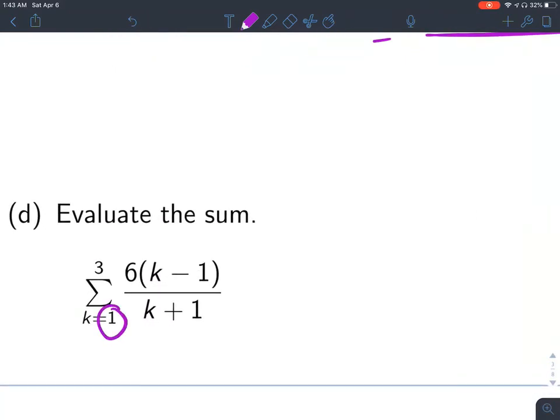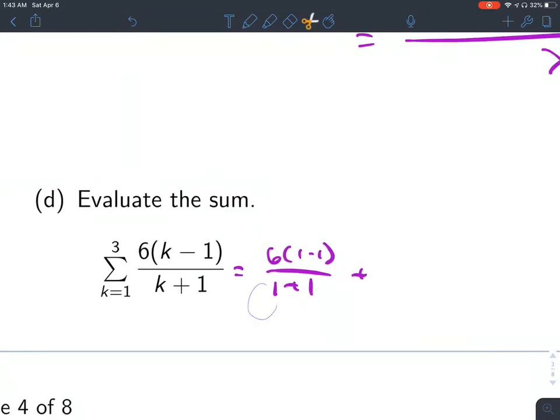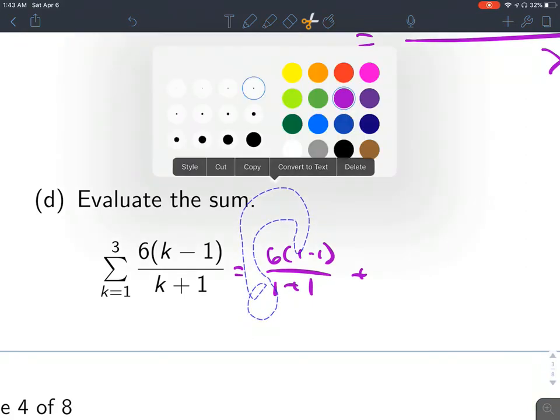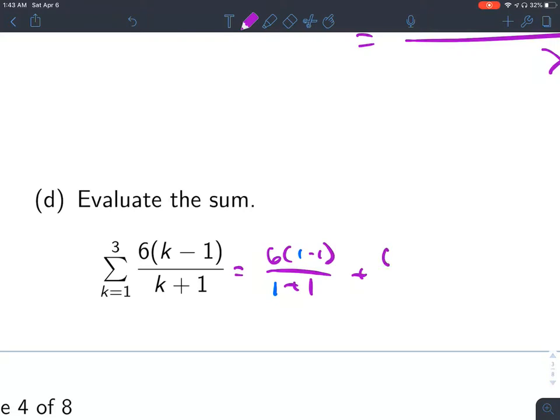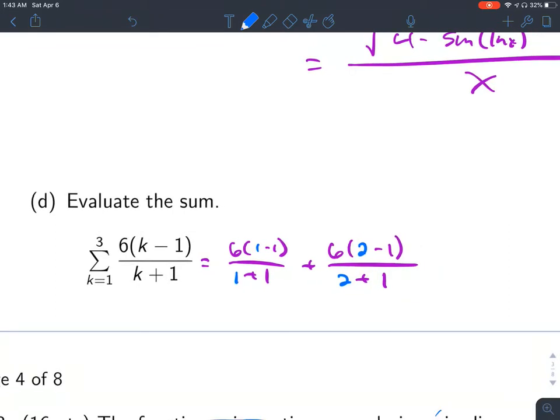All you're going to do is you're going to take this 1 and put it in for the k, and then add to that, putting in the next integer after 1, which is a 2 in for the k. Then you're going to put in a 3 in for the k. So it looks a little something like this. You get 6 times 1 minus 1 over 1 plus 1 plus. Let me also color code this for your viewing pleasure. Then we're going to have 6 times 2 minus 1 over 2 plus 1. Keep changing k by increasing it by 1 integer until you get to the upper bound. And the upper bound is this 3 that you see here.